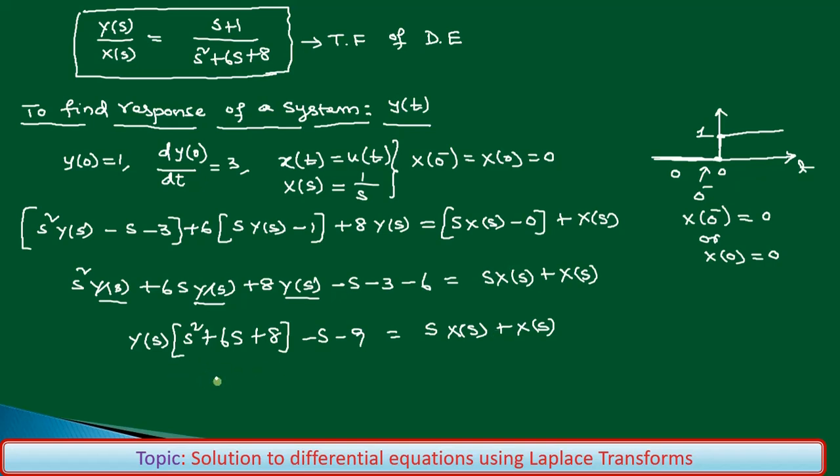Now simplify. So y of s into s square plus 6s plus 8 equals s into, so x of s value is 1 by s, so into 1 by s plus 1 by s. Now we will shift this minus s minus 9 to the right, so it becomes plus s plus 9.